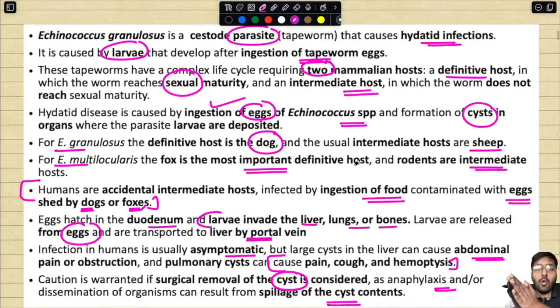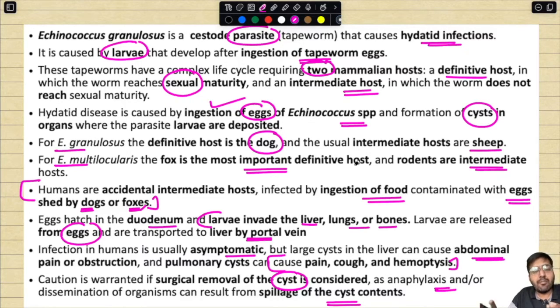Second thing: is a human a definitive host? No, human beings are accidental intermediate hosts who ingest food contaminated with the eggs of the definitive host, that is the dogs and the foxes. When the human ingests that egg, the egg hatches in the duodenum and the larva is formed, which reaches the liver via the portal circulation, and wherever the larva goes, it encysts itself and forms a cyst.